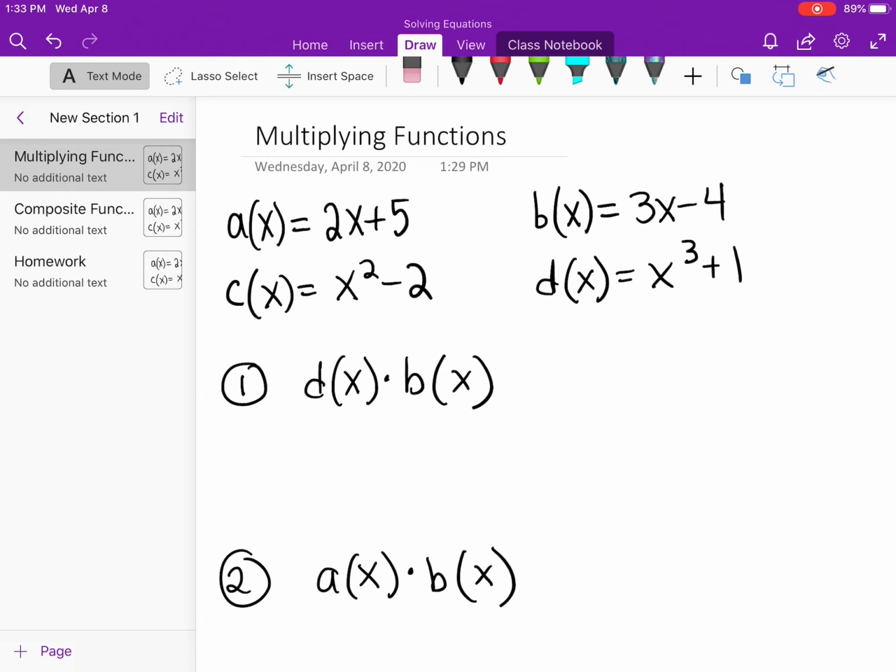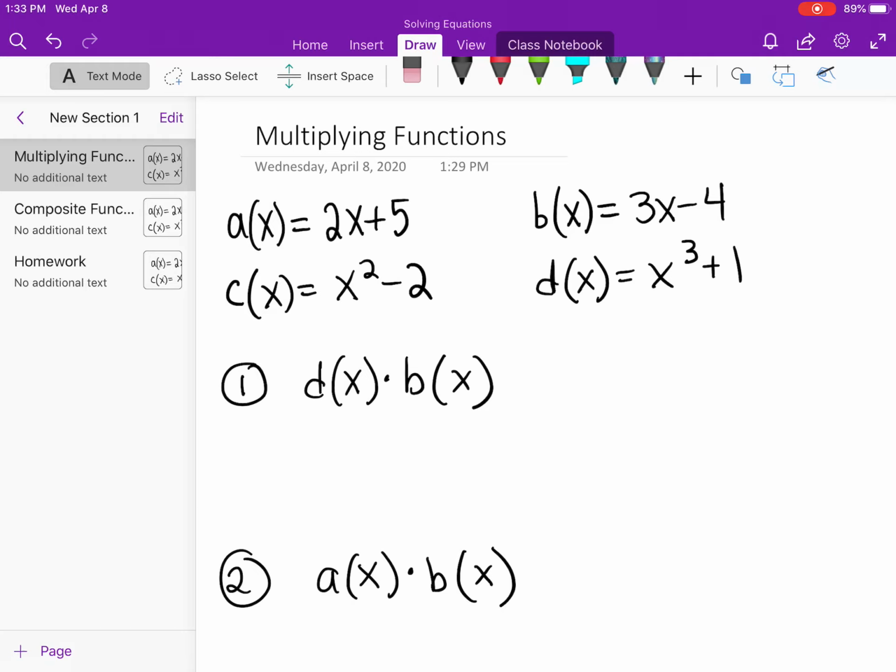Yesterday we learned about operations with functions, just looking at adding and subtracting the functions together, and today we're going to do some multiplying problems as well as learning about what a composite function is. So as you can see, I have the same exact four functions from yesterday: a of x, b of x, c of x, and d of x. And we're just going to start out by multiplying.